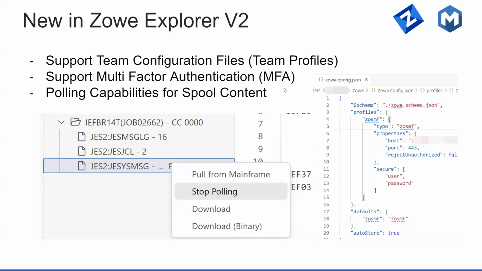MFA, right? Security is definitely something that we take seriously in Zowe Explorer. And when we talk about MFA, we know that sometimes it's kind of hard. You need this second device, say your phone, a website, right, where you get a token, a number.